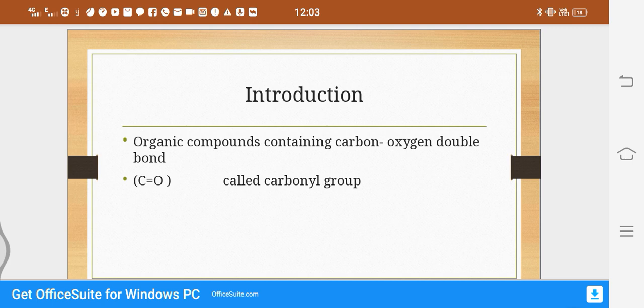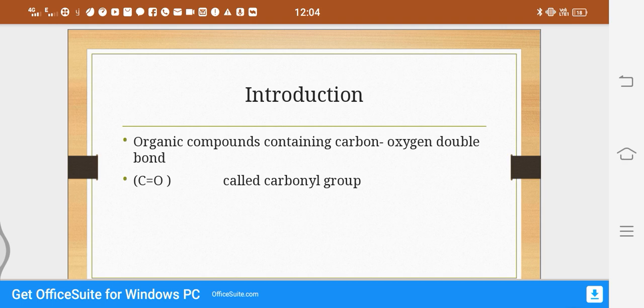In the carbonyl group, R is alkyl and R dash is aryl group. The functional group of aldehyde is dash CHO. It is called the formyl group or aldehydic carbonyl group.